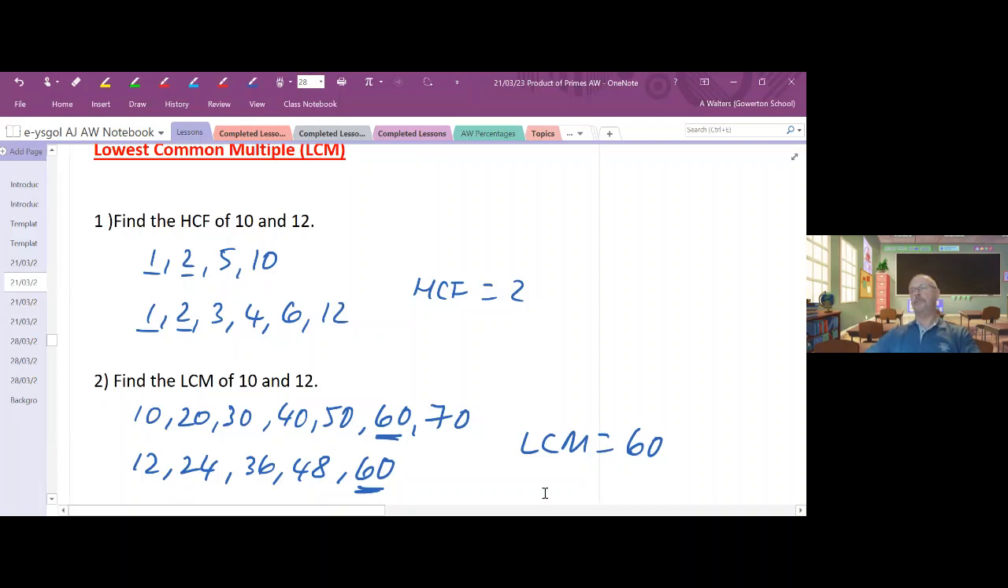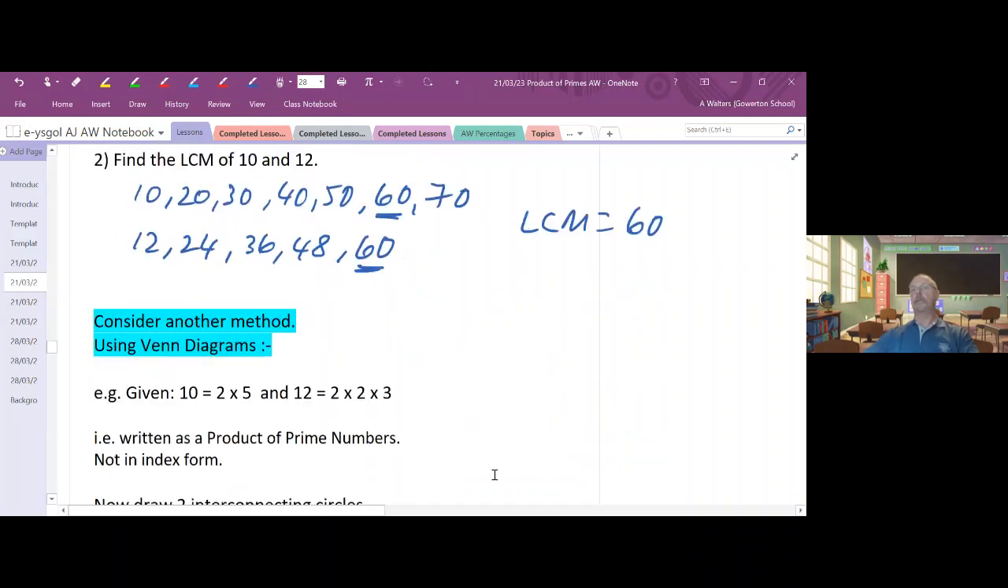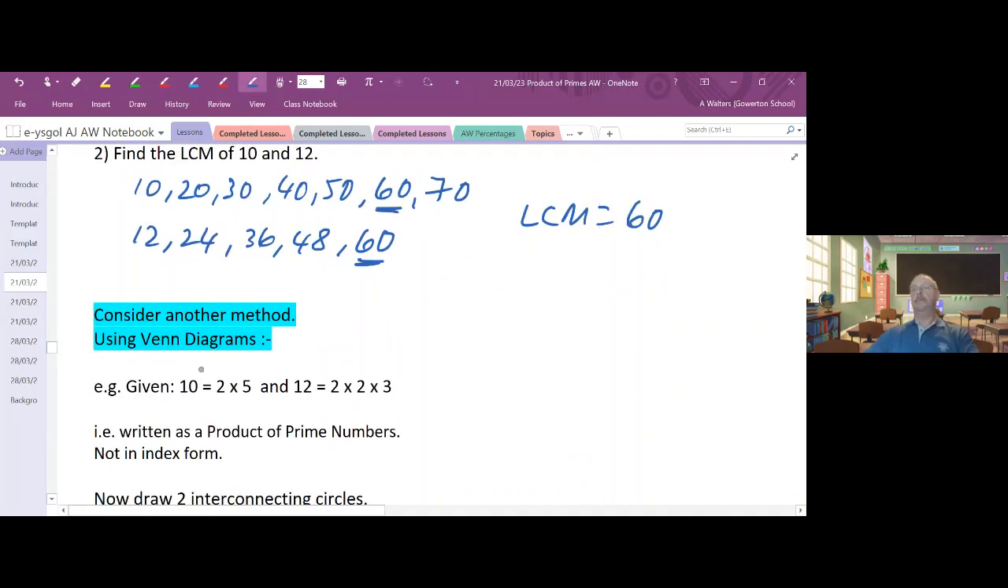So the next section, I'm going to show you an alternative method, which might not be the best method for those 2 easy numbers, but it allows you to work with large numbers. Okay, so watch this. If you put 10 as a product of prime numbers, it becomes 2 times 5. 12 is 2 times 2 times 3. Now I haven't put them in index form, they're just a product of prime numbers. So that's doing the work we did above.